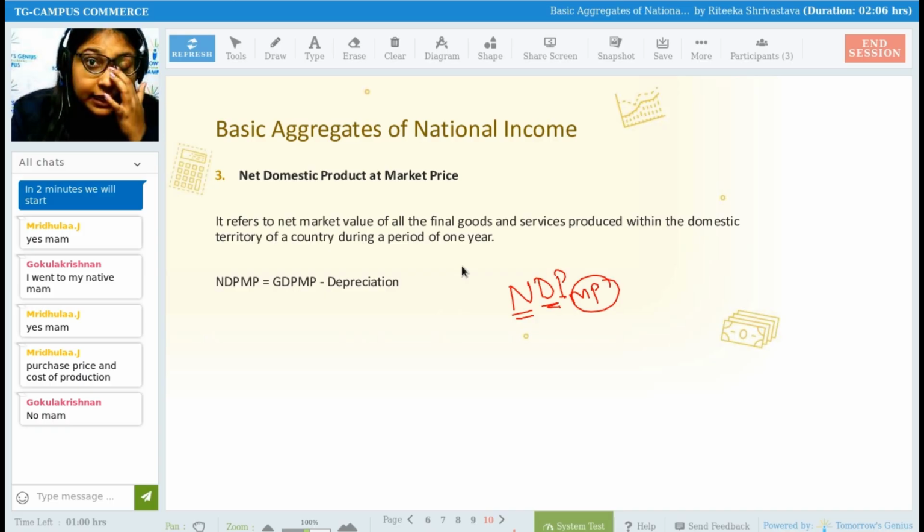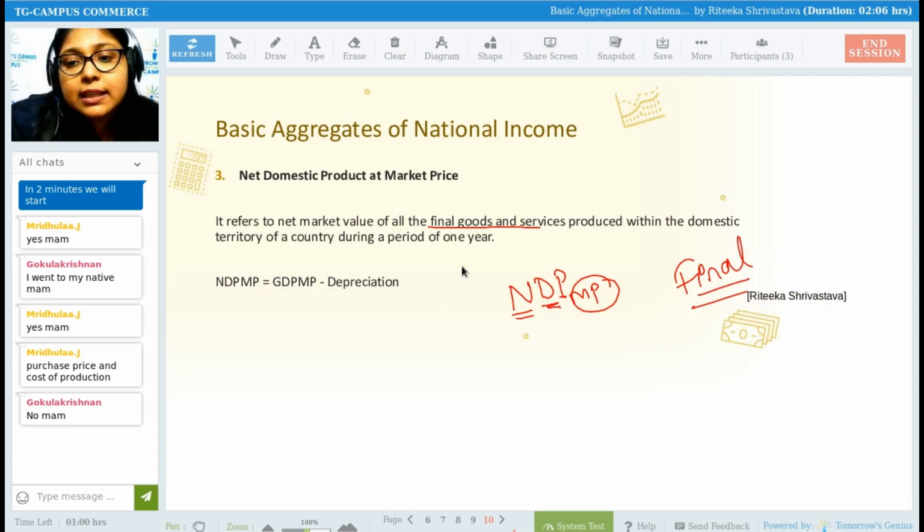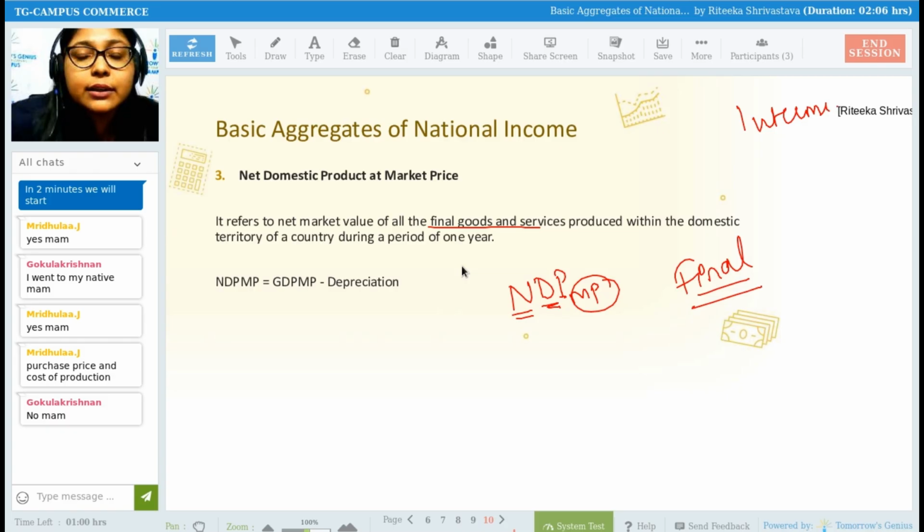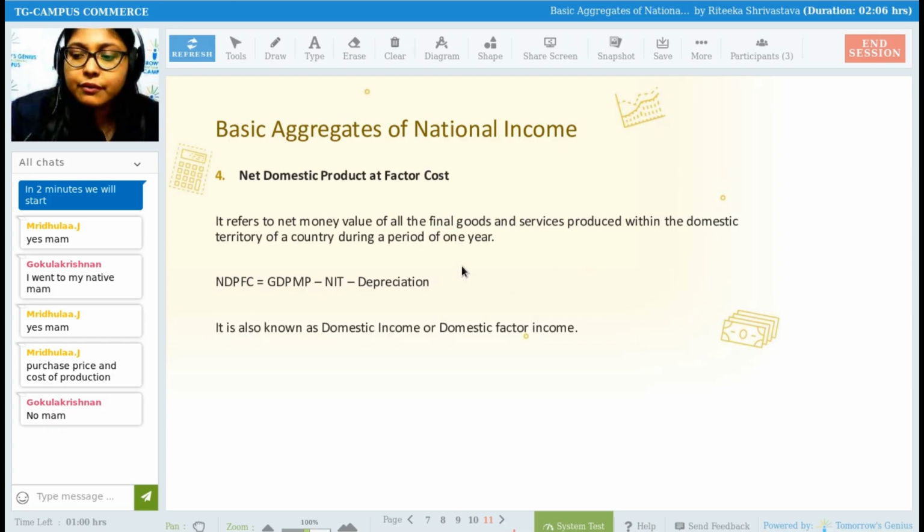And also one more thing you have to focus on over here. They are always saying final goods and services, final goods and services. Why? Because in the last class we have already studied final goods and intermediate goods, right? So final goods are those goods which are finally ready to consume, ready to use. So while we calculate national income, we are always going to include final goods and services. We never include intermediate goods. We just include final goods.